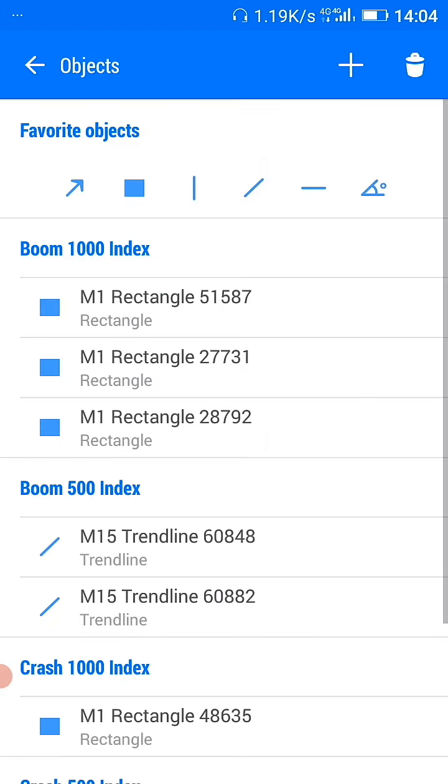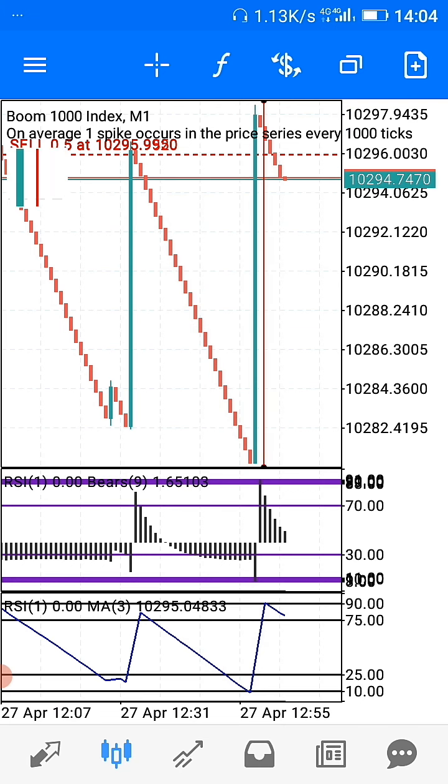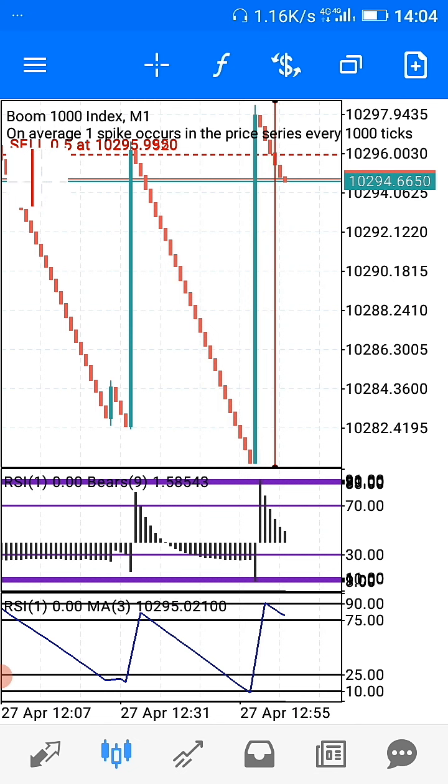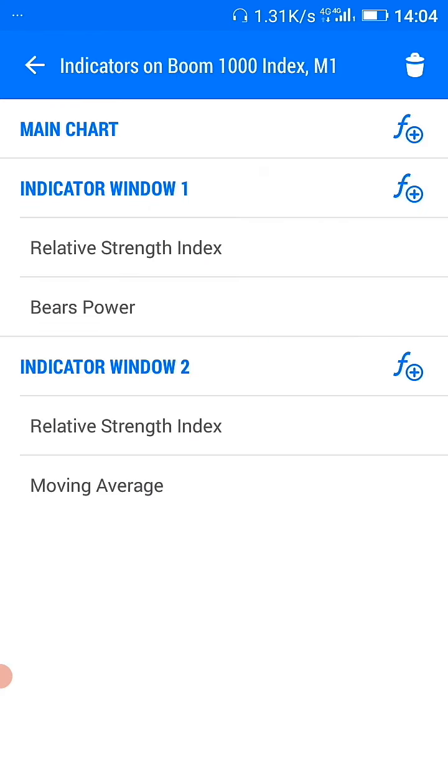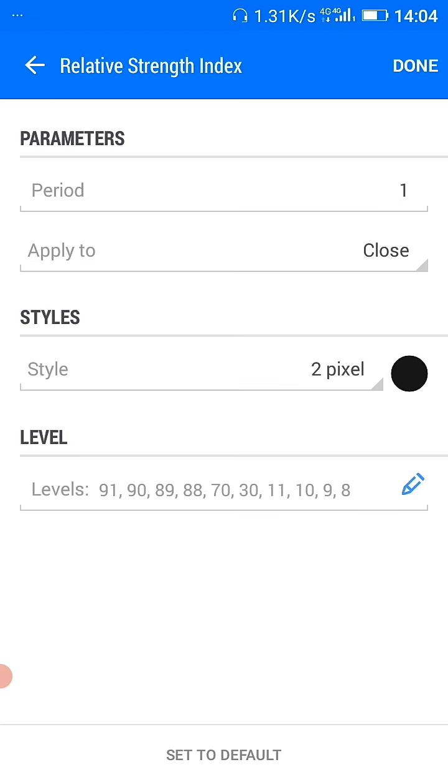Remember, I placed the trade somewhere here, and we're going to stay in the market for 6 minutes. We're taking 6 candles before I give you the conditions. Let's go to the settings by clicking the F icon. We don't have anything on the main chart, but we have 2 indicator windows. The first indicator is the relative strength index, and these are the parameters.